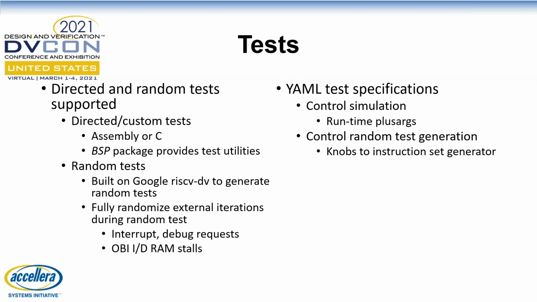We have a modern environment that's easy to control, easy to specify tests. We use YAML throughout the environment to specify regressions, test plusargs, build plusargs, and random control knobs during tests. All of those are well documented in our README files and very straightforward to control what you want your particular random test to do.